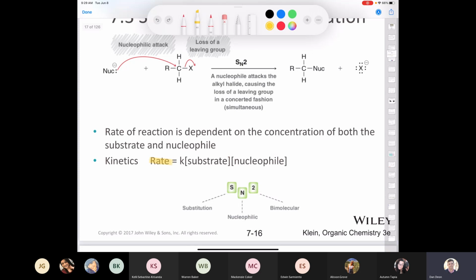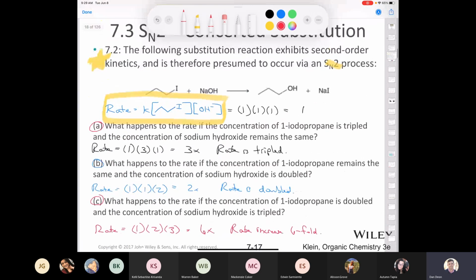If you really want me to get ahead, which I'm sure you don't, but if you want to know where we're going with this at the end of chapter 7, we're going to see reactions where the rate is equal to the rate constant multiplied by the concentration of the substrate only. It's a first order reaction, and that's what an SN1 reaction is. But that's for later, okay? Because we've got a lot to talk about with SN2 reactions first.